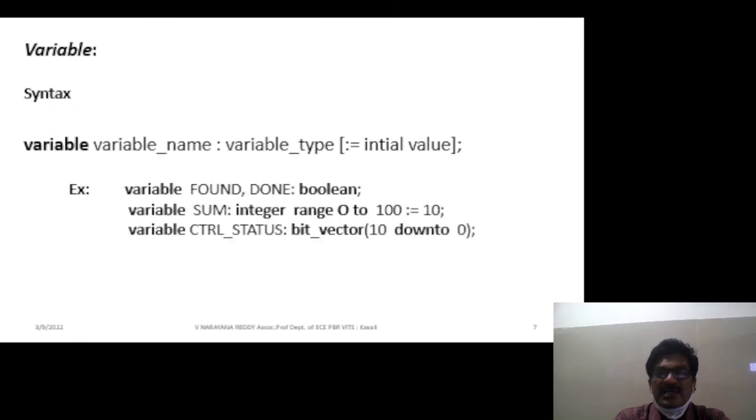Now see an example for variable declarations. It starts with the word variable, then found comma done colon boolean. So what does it mean? Found is one data object. Similarly, done is also a variable type data object. Both can hold which type of data? Boolean type of data.